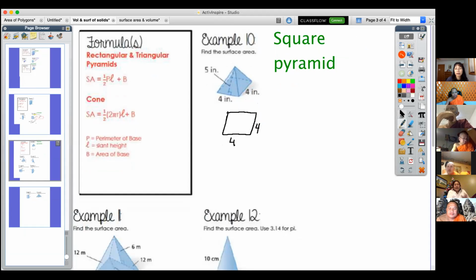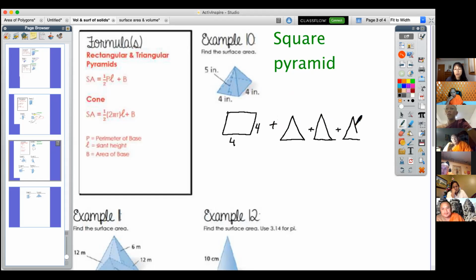Okay. So right away, what is the area of this base? That shouldn't be hard. What is the area for this one? Pyramid. How many triangles do we have? 3. How many triangles do we have around this square pyramid? 4. So I'm drawing 4, okay?